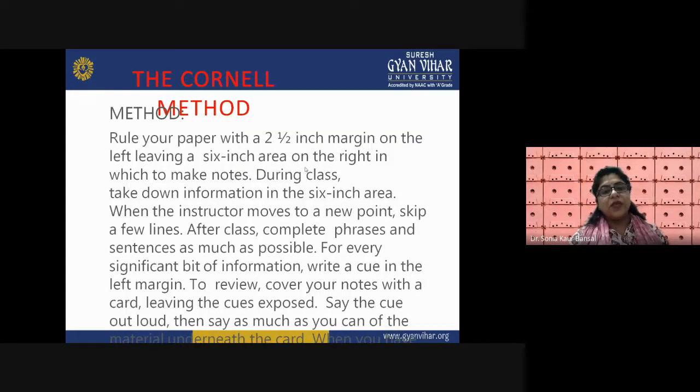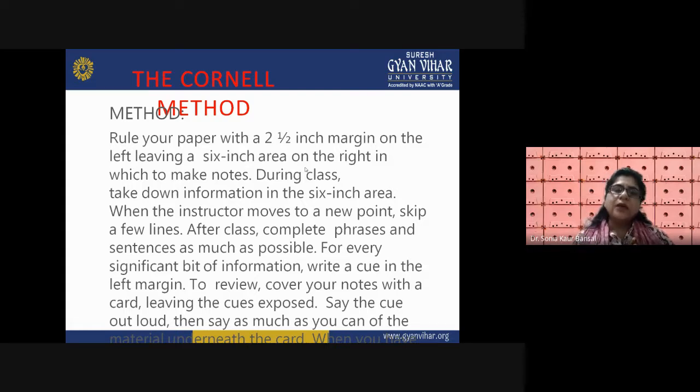The Cornell method is something like this: rule your paper with a 2.5 inch margin on the left, leaving a 6 inch area on the right in which to make notes. And then during class, take down information in the 6 inch area. Whatever important information you get in the classroom, you note down in the 6 inch area. Understand, students? Again, I'm repeating: on one paper, keep a 2.5 inch margin on the left side and a 6 inch area on the right side.